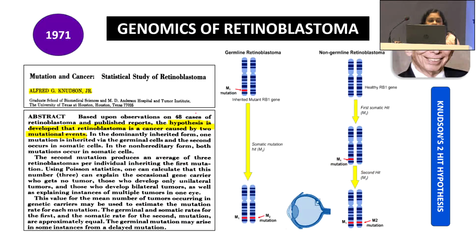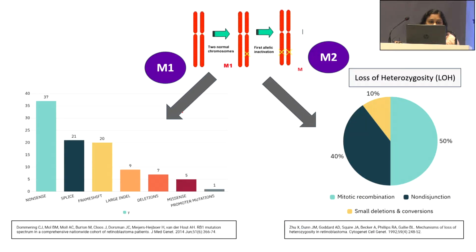Now, Knudson in the pregenomic era proposed that biallelic inactivation is needed for the development of retinoblastoma. He proposed that there could be 2 hits. The first hit could be a nonsense mutation, a splice mutation, or a frameshift mutation, or could be a large deletion, and the second hit results in loss of heterozygosity, the most common mechanism being mitotic recombination. And we know if these mutations are large enough, they do have genotype-phenotype correlations.